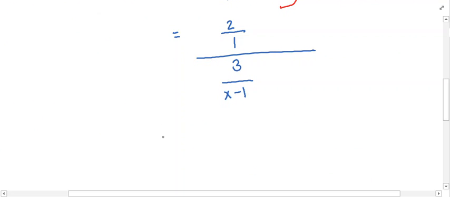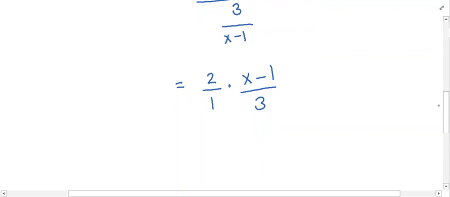Okay, so we're dividing 2 fractions. How do we do that? We leave the top one alone. We change division to multiplication. We flip the bottom fraction. So it's going to go from 3 over x minus 1 to x minus 1 over 3. Okay, now we are multiplying the fractions.